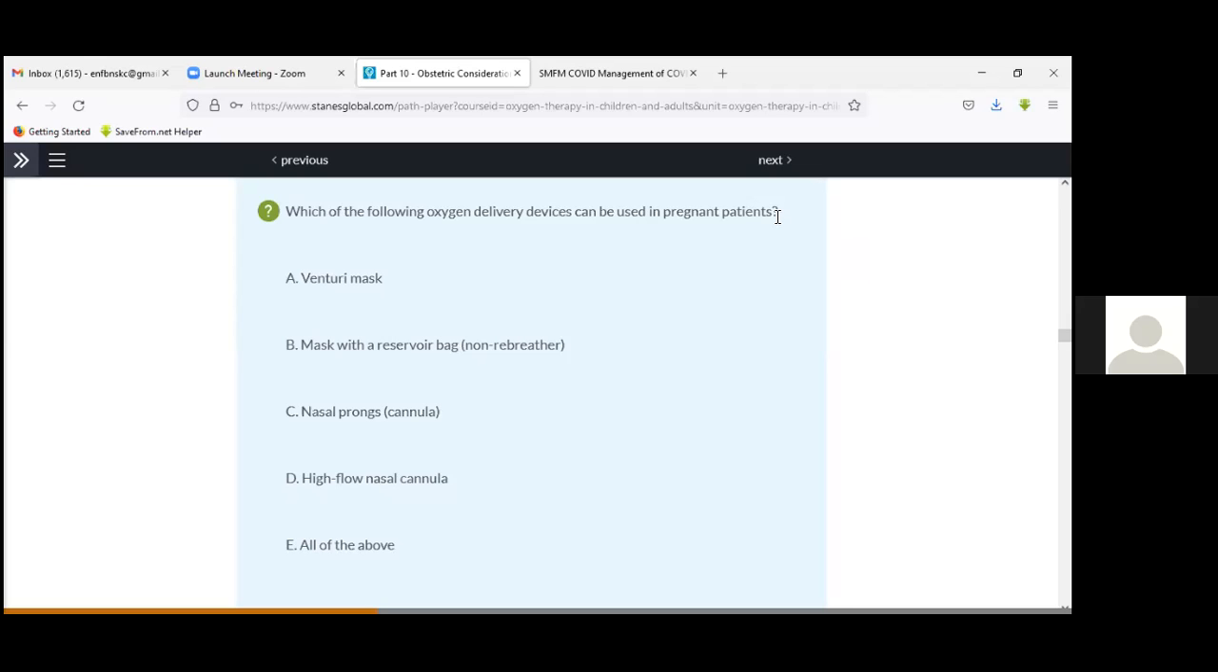A is Venturi mask. B is mask with reservoir bag, non-rebreather. C, nasal prongs. D, high flow nasal cannula. E, all of the above. So which of these can be used for pregnant patients? We have 30 seconds to respond on the chat box.